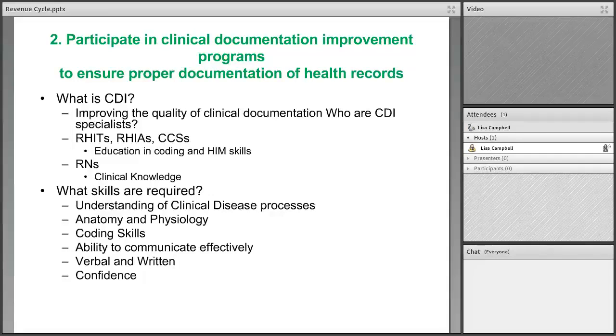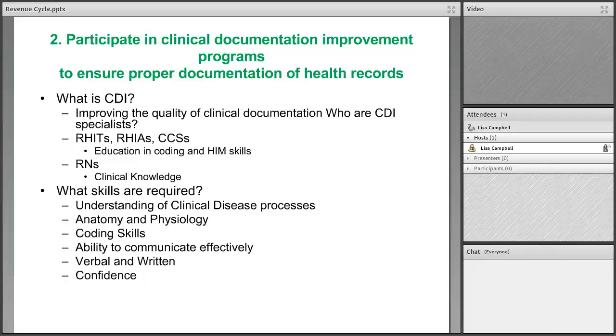On the AHIMA website, you will be able to locate a practice brief or a toolkit, to be exact, a toolkit that says Clinical Documentation Toolkit. And I would highly recommend that you download this toolkit because it's going to give you all of the ins and outs of clinical documentation improvement programs. So let's just talk a little bit about them. So clinical documentation improvement programs is basically where we are improving the quality of the clinical documentation.